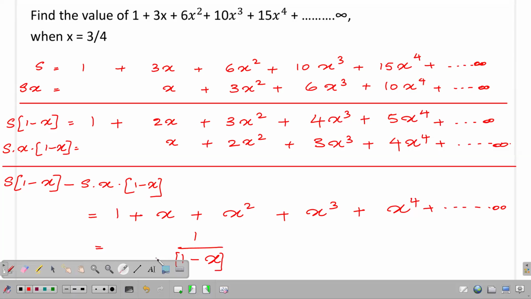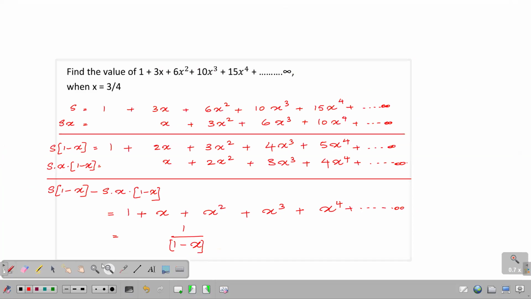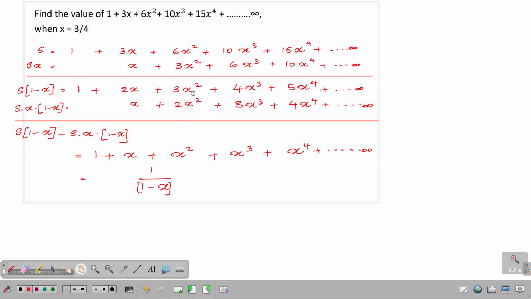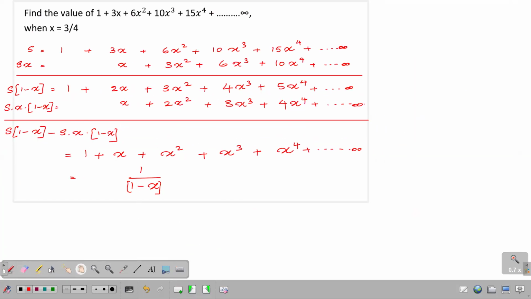Now I just want to remove all those unnecessary clutters and express it in a very simplified format. See, this guy, which I have highlighted with yellow color, is equal to 1 by 1 minus x. Don't you agree with me? So here, whatever common factor is there, I am just going to take it out.